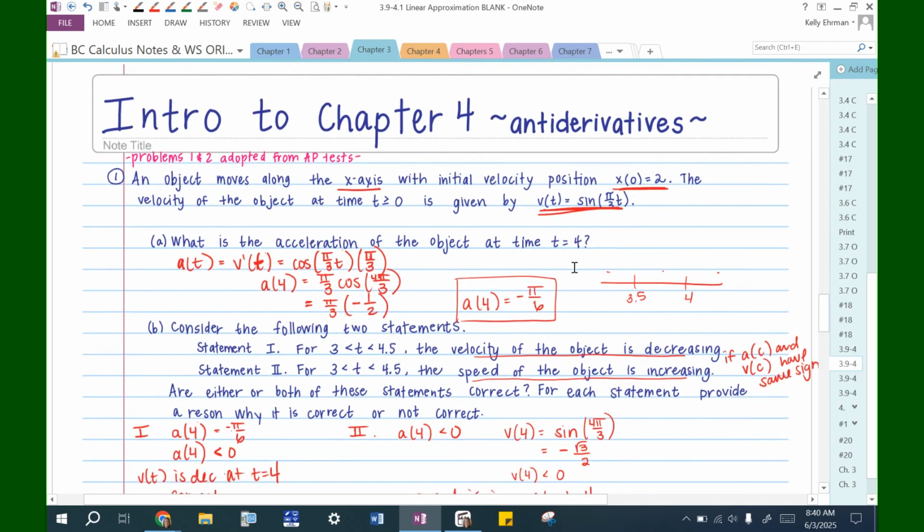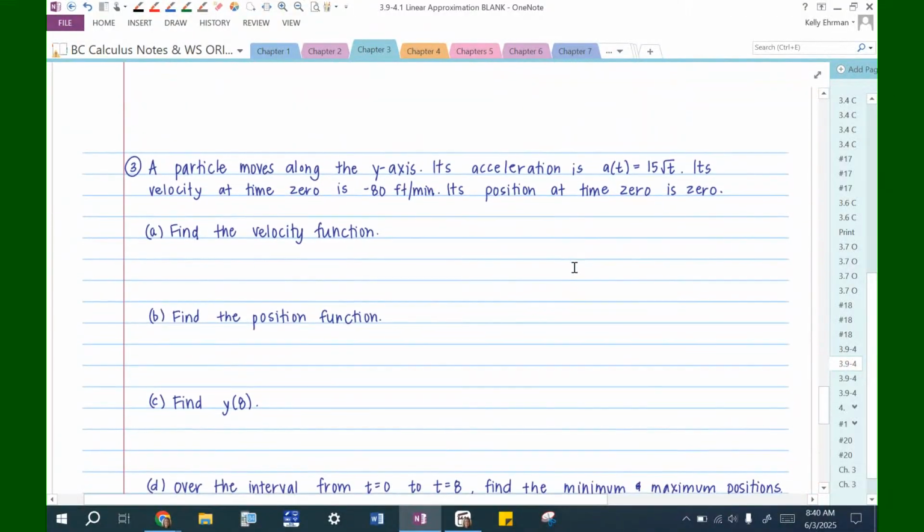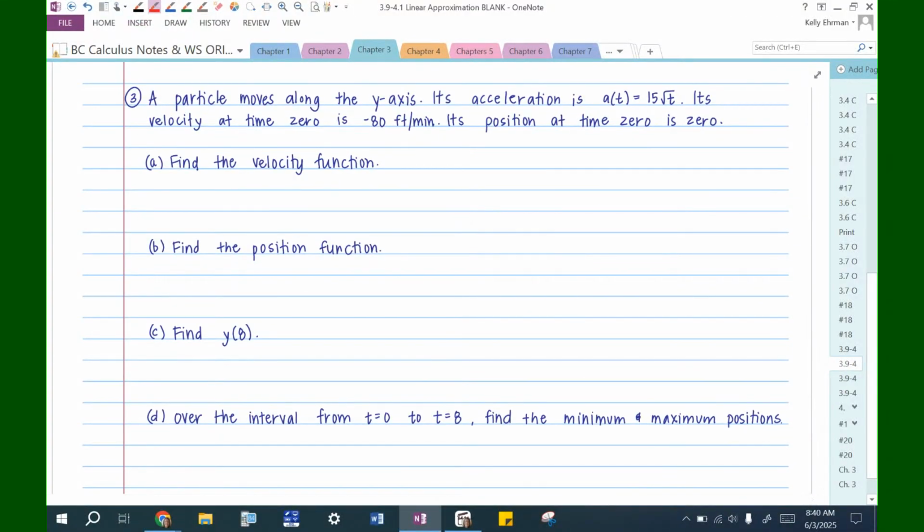All right, we filled out these notes in class, so I'm skipping to page 4. This is your other part of homework. Example number 3 says a particle moves along the y-axis. Its acceleration is a of t equals 15 radical t, so 15 t to the 1/2. Its velocity at time 0 is negative 80 feet per minute, so v of 0 equals negative 80. Its position at time 0 is 0. Because we're on the y-axis, I'm going to call that y of 0 equals 0.